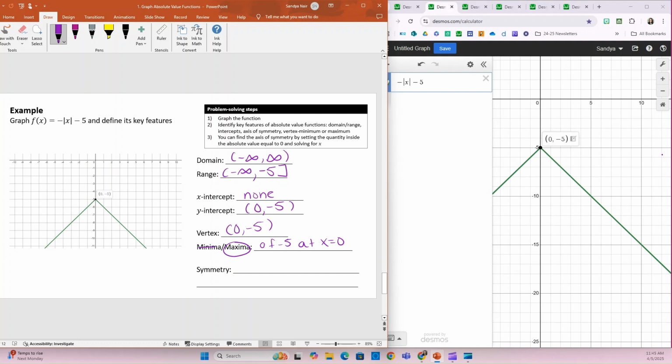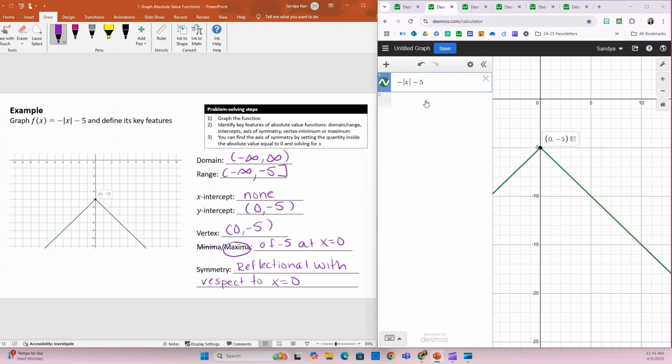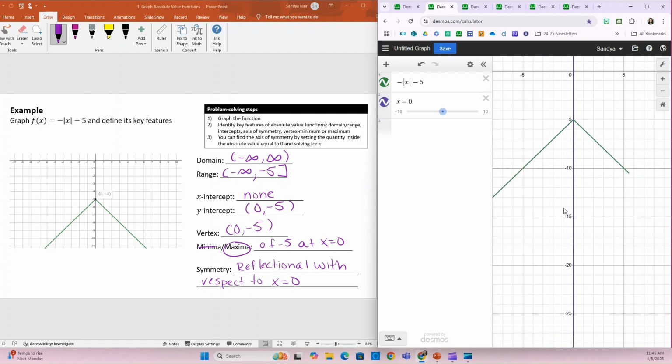Okay, for symmetry, it's going to have reflectional symmetry with respect to the axis of symmetry. So it'll have reflectional symmetry with respect to x equals 0, which is the y-axis. And remember, we can always type it in. Remember, I found that x equals 0 because that's the x coordinate of the vertex, okay? If I type it in, you can see that it does cut my graph into 2 equal parts.